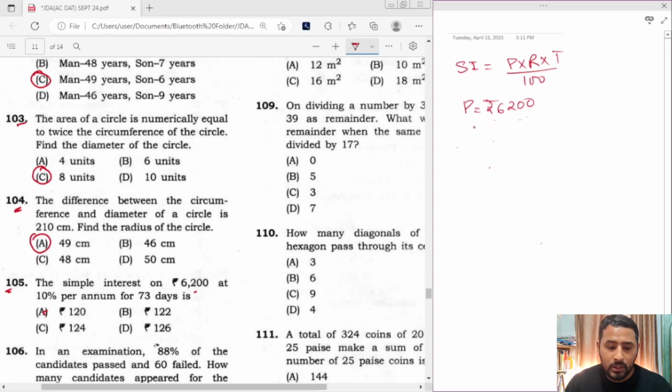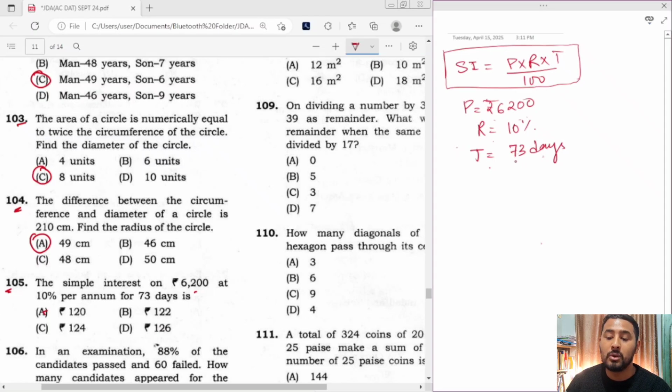Okay, now what is given? Rate of interest is how much? 10%. Clear? But here one thing is given, that is time. Time is how much? 73 days. Always remember this thing. This is in days, not years. So we cannot put it directly in this formula. Why? Because the time given is in days. So what do we need to do? The simple interest is counted annually, right? Annual, that means in 1 year.